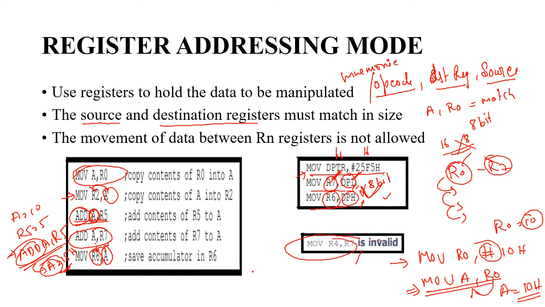In case of register addressing mode, the transfer of data between two registers is not allowed. Transfer of data between two registers is not possible. So the accumulator has to be involved in most of the register transfers in register addressing mode. One of the registers will most of the time be the accumulator.